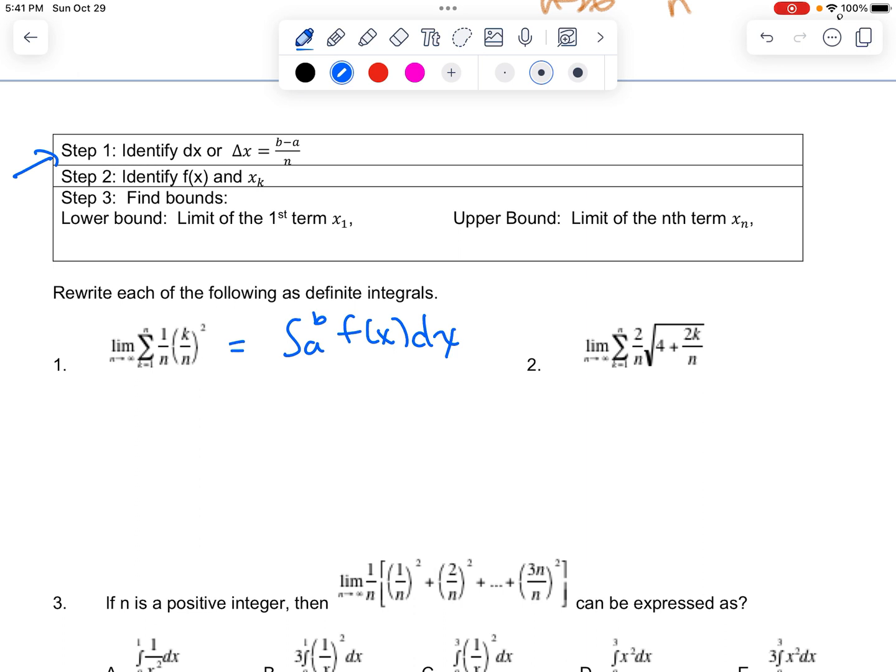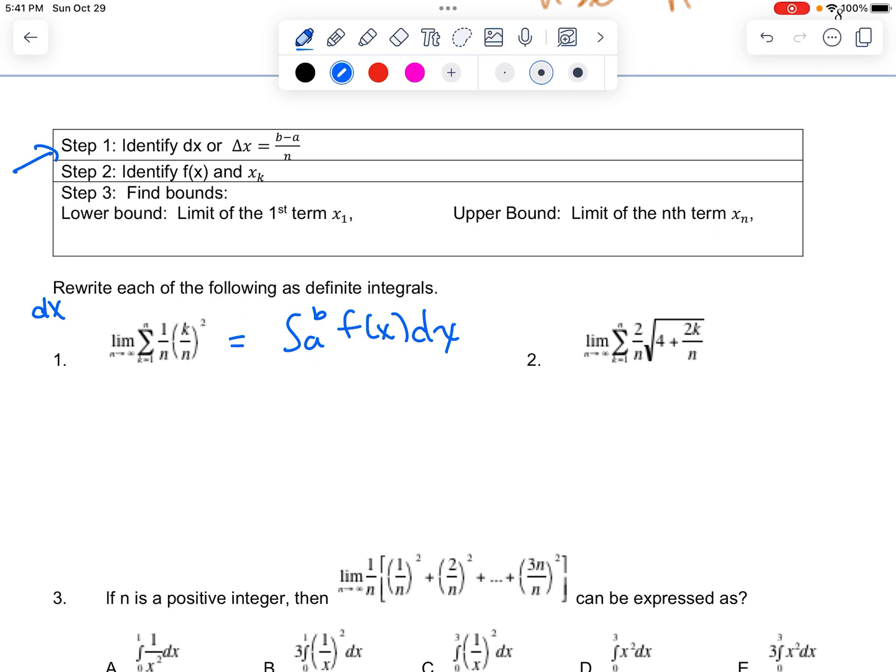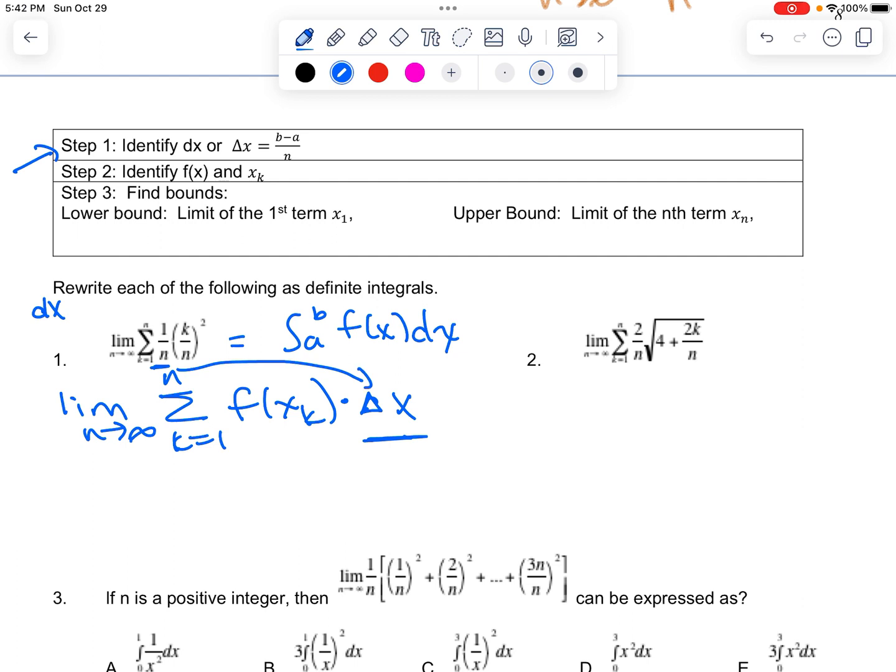So dx in this problem, notice they are giving me the limit sigma. So think about what the limit sigma definition is. It looks like this. This is something that gets multiplied through by the function every single time. And what you should notice is, if I replace that 1 with k, I'm taking that and squaring it. That's your f of x sub k.